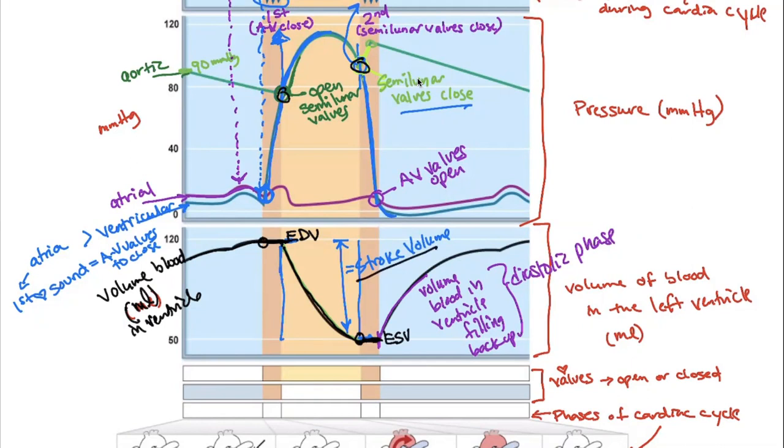Now, to find out stroke volume is equivalent to the end diastolic volume minus the end systolic volume. And in this case, you can see it. The end systolic volume is 50, and the end diastolic volume is 120. So it's 120 minus 50, and that would be 70 mLs for the stroke volume. So 70 milliliters of blood is being ejected from the heart during the contraction phase.